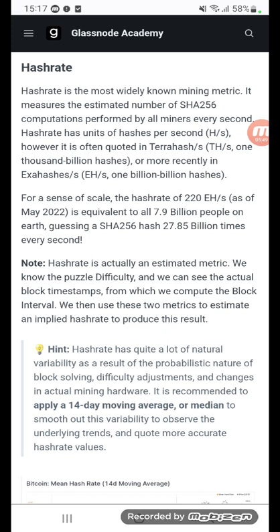Hash rate is the most widely known mining metric. It measures the estimated number of SHA-256 computations performed by all miners every second. Hash rate has units of hashes per second. However, it is often quoted in terahash per second, 1,000 billion hashes, or more recently in exahash, 1 billion billion hashes.